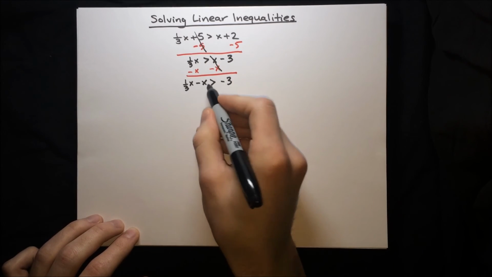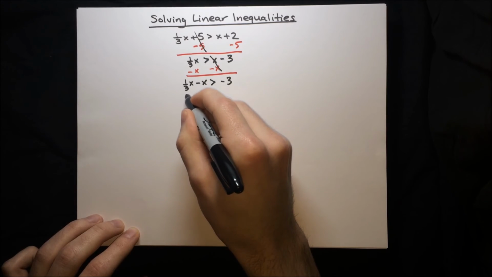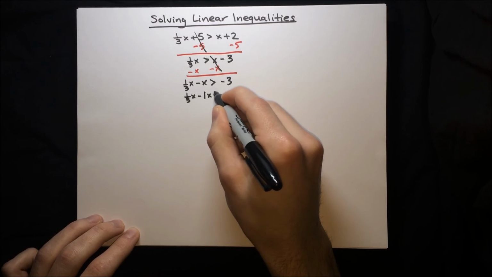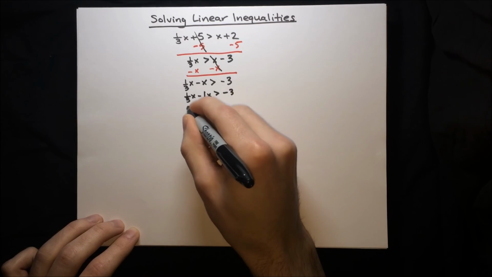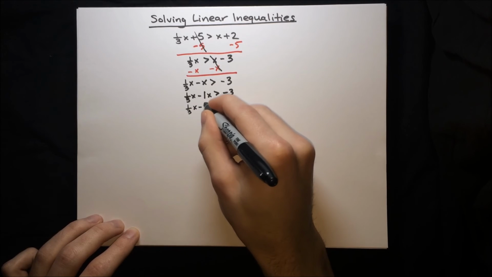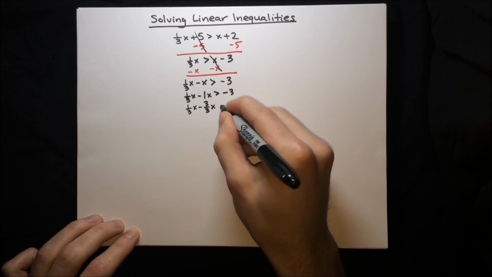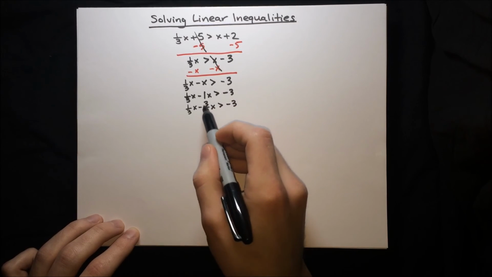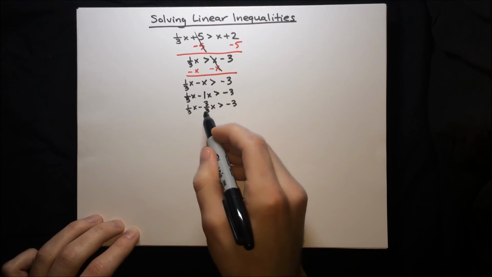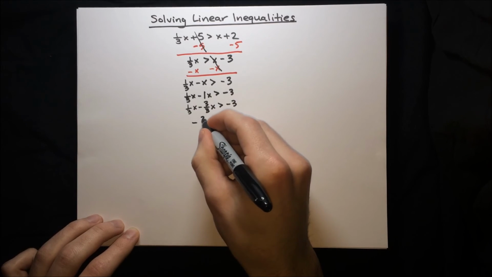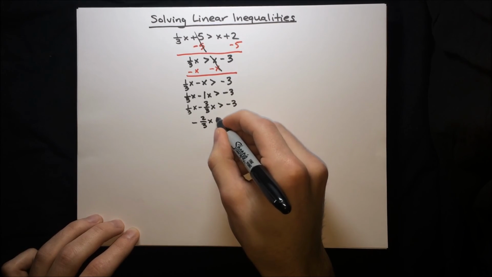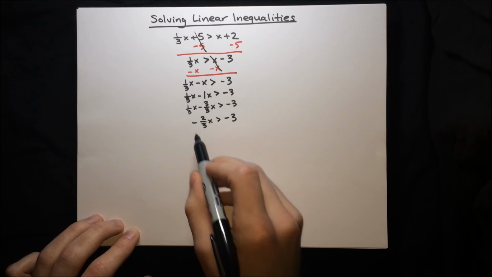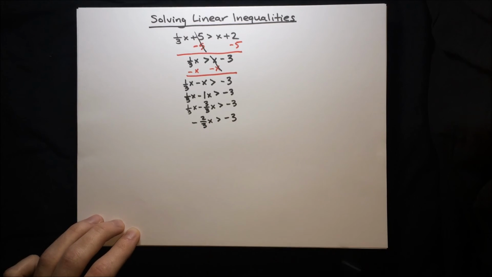Okay, now to simplify this, we can write it as 1/3 x minus 1x is greater than negative 3. So 1/3 x minus 3/3 x is greater than negative 3, because 3/3 is just an equivalent representation of 1. And then we can go ahead and subtract the fractions. So negative 2/3 x is greater than negative 3. Awesome. So now we just have to get this negative 2/3 off of the x.